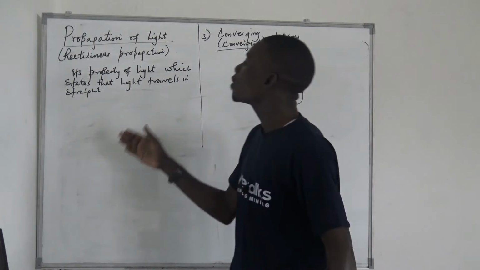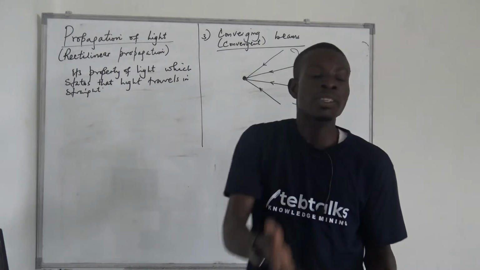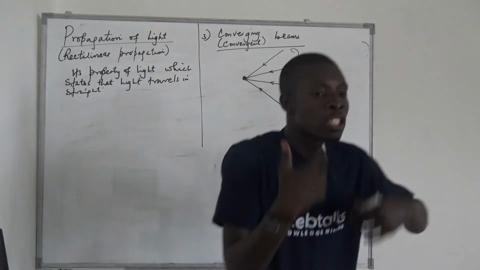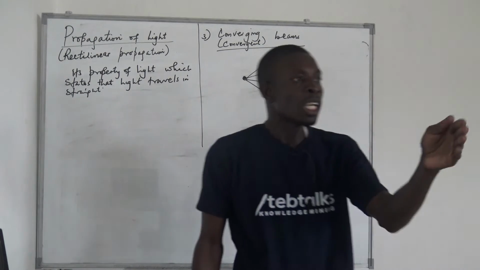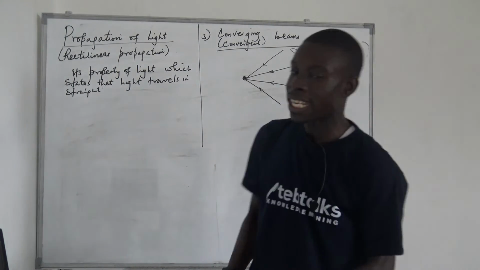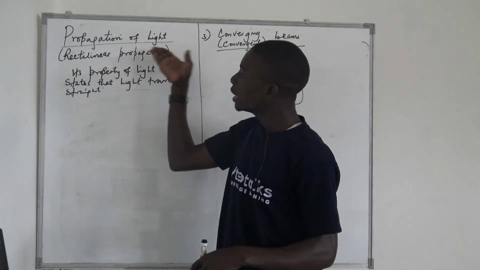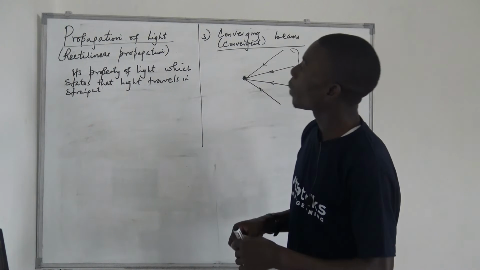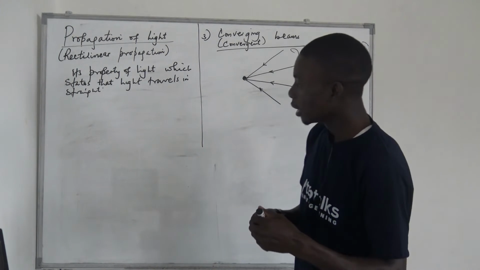That light travels always in a straight line. So the propagation of light is that light travels in a straight line. It will not make a curve or change direction. If it takes this direction, it will move in a straight line. Good. So that is what is under propagation of light, the fact that light travels in a straight line.